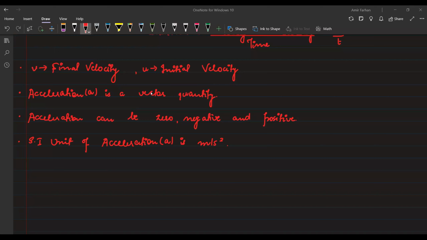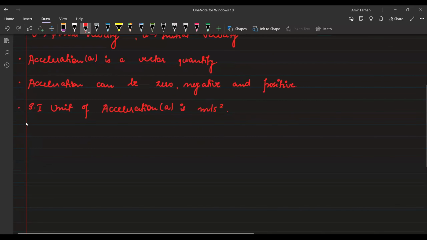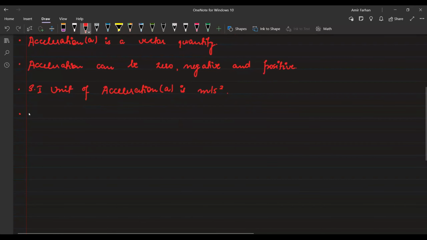So two things. These are the basic things about acceleration. Acceleration is a vector quantity. Second, acceleration can be zero, negative, or positive. Next, the SI unit of acceleration is meter per second square. There is a square in the denominator. Now let's talk about the two types of accelerations because it's very important. Graphs are also there in the acceleration part.